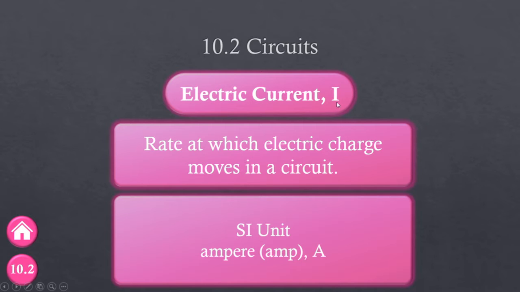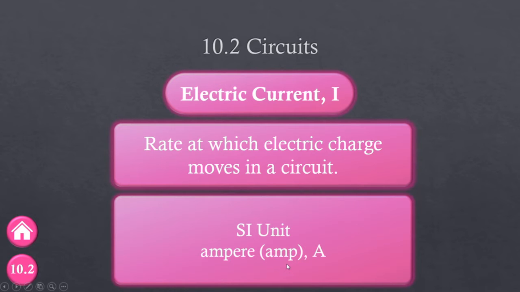Electric current is symbolized by a capital letter I because of course it is. And the definition for electric current, it is the rate at which electric charge moves in a current. We measure electric current using an ampere, or an amp for short.